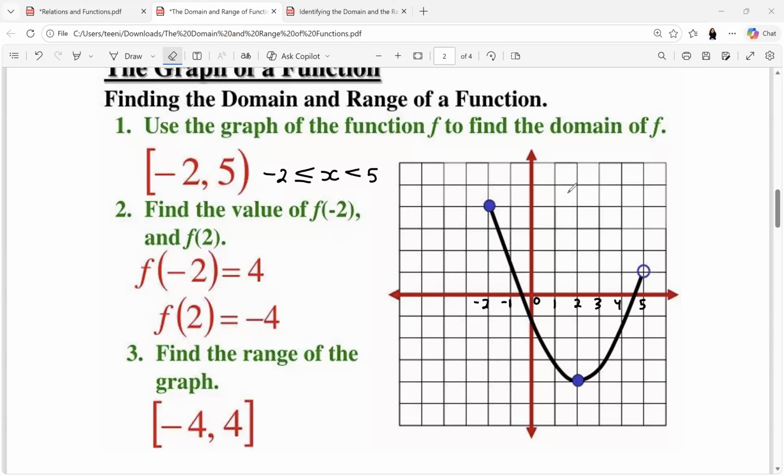Guys, what about when x is 1? Where on the graph, what is the corresponding point? What's the corresponding coordinate? So what is f of 1?